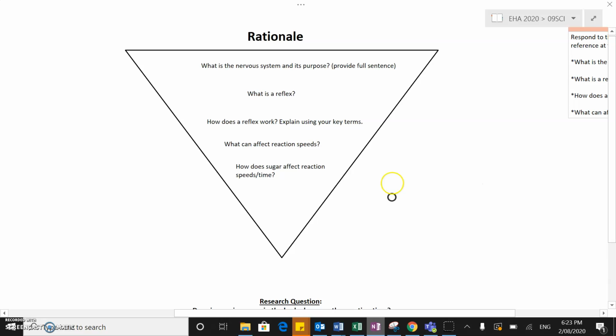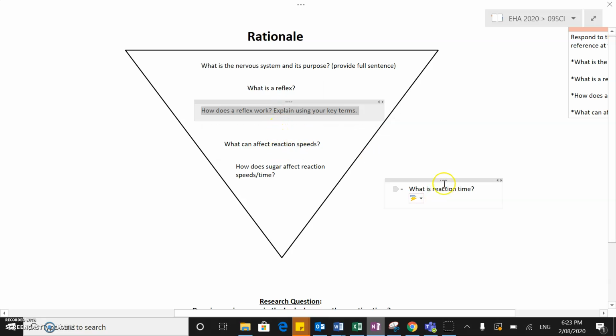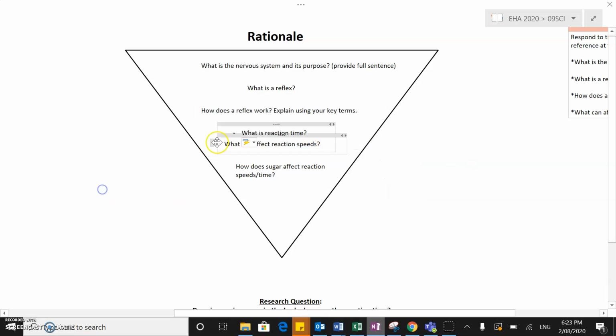Some other points that you'd like to include in here potentially could be, what is reaction time? That's a vital part of our investigation. And then something I always like to include in a rationale as well. Where should we put reaction time? I should paste that in our triangle, shouldn't I? Move these up. How does a reflex work? Doesn't quite fit in there. I'm going to paste it above reaction speeds. I think that's a nice place for it. What is reaction time? What can affect reaction speeds? How does sugar affect reaction speeds and time?